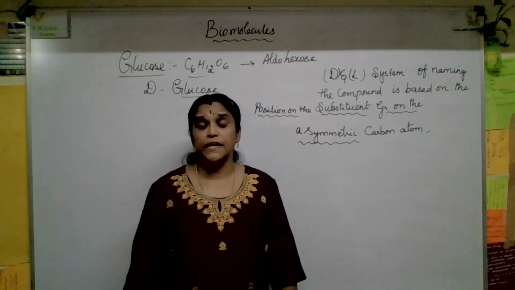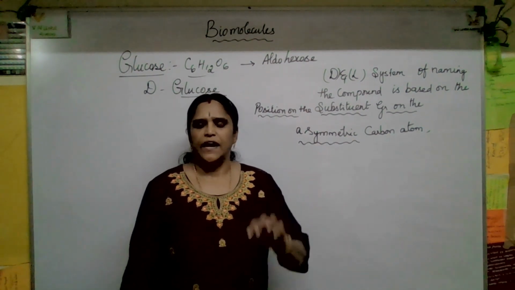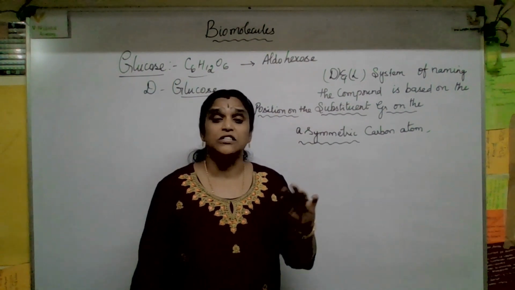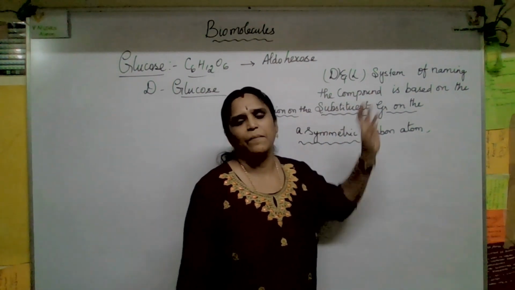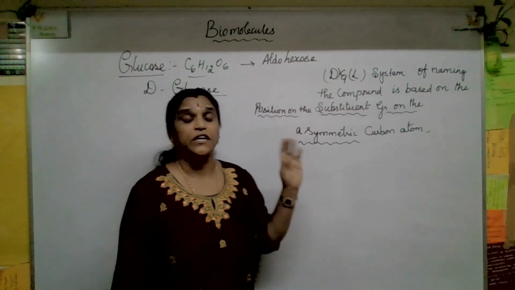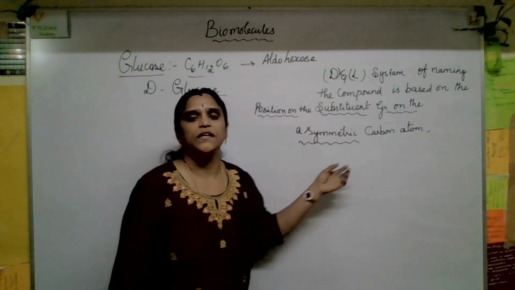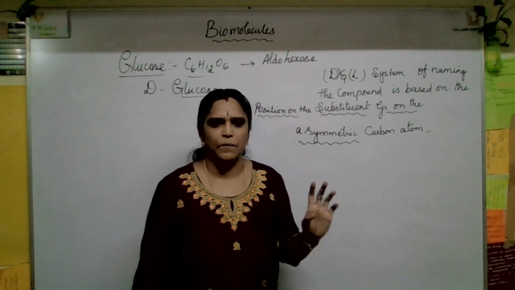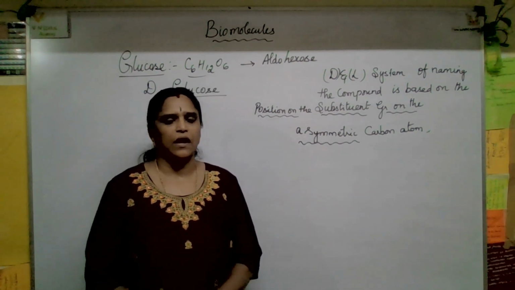The next point is D-glucose. How do we name it as D-glucose? The D and L system. First and foremost, we will learn how to name that. Naming a compound by the D and L system is very simple. It is based on the position of the substituent group on the asymmetric carbon atom.